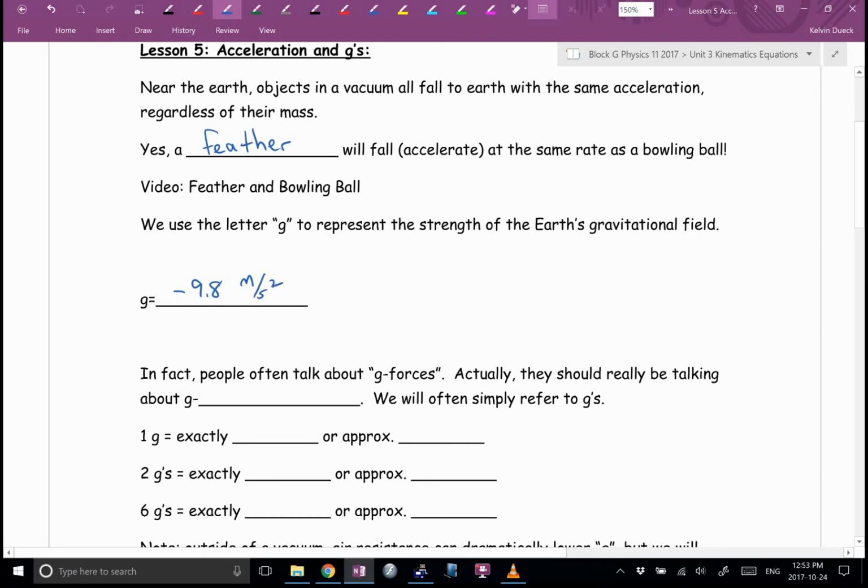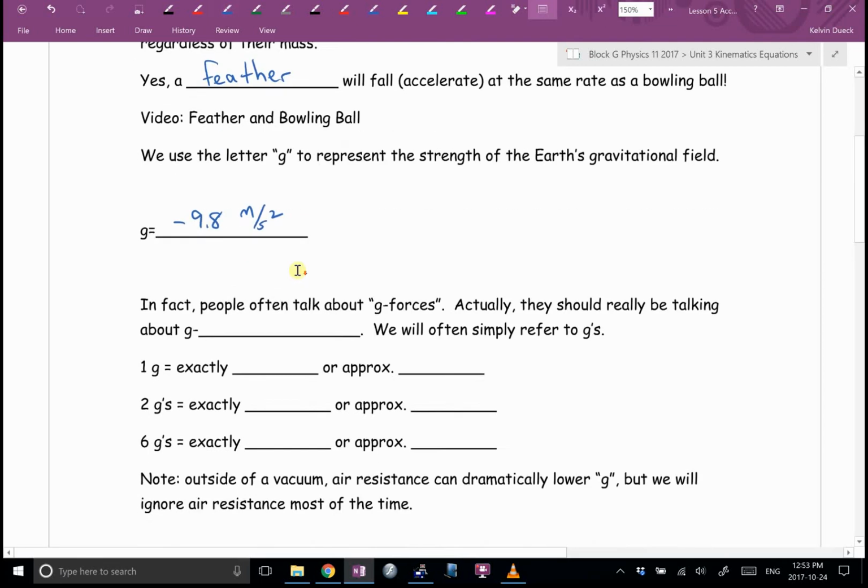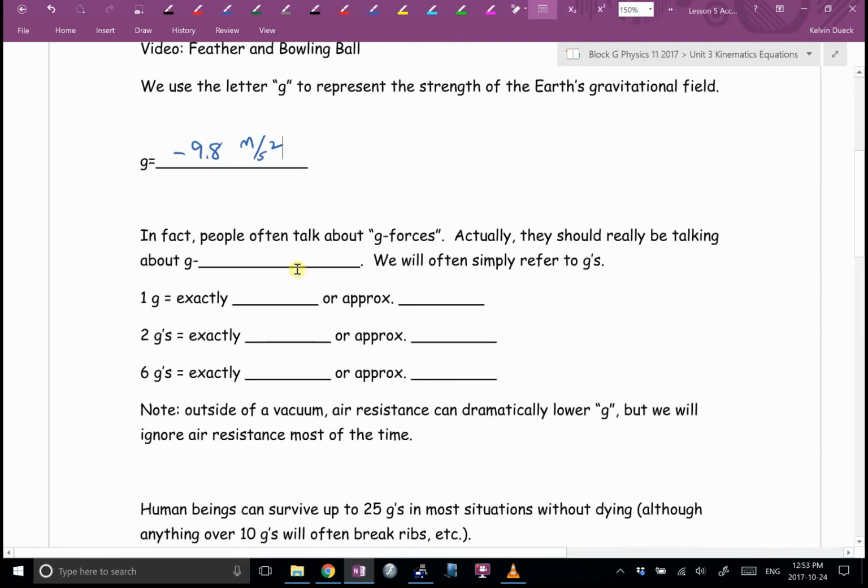That's 1G. The negative tells you downwards. If you don't care about direction, if you just want to know how big, 9.8. Okay. In fact, people often talk about G forces.